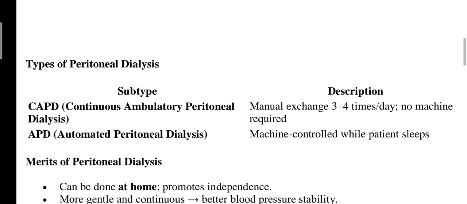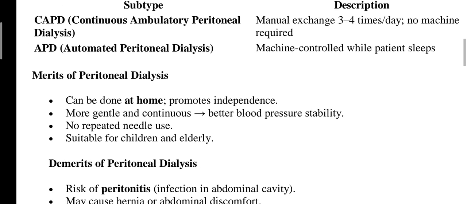Types of peritoneal dialysis: there are two subtypes. CAPD, continuous ambulatory peritoneal dialysis, or APD, automated peritoneal dialysis. In CAPD, manual exchange is done 3 to 4 times per day, no machine required, meaning we change it manually. Automated peritoneal dialysis is machine controlled while the patient sleeps, meaning it is automatic, based on the machine.